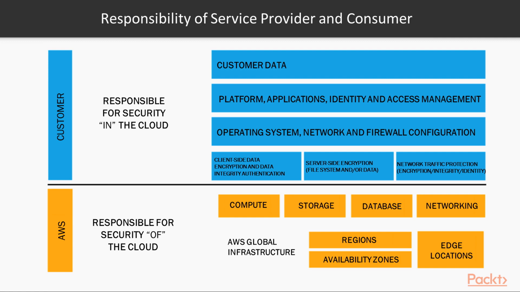This image clearly defines the responsibility of AWS as a service provider and of a customer as a consumer of AWS resources, and that helps to make the environment more secure. AWS is responsible for securing the cloud infrastructure, while the customer is responsible for configuring security in the cloud. The responsibility of AWS and a customer may change based on the cloud service model used by the customer.